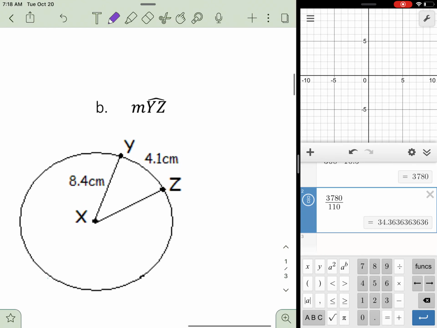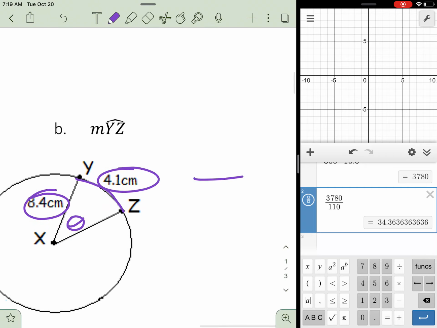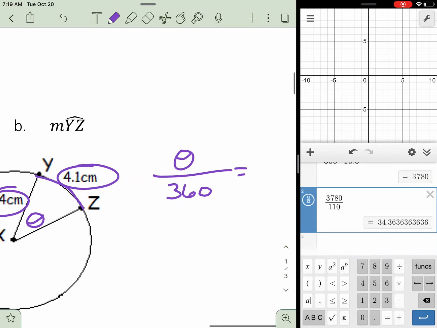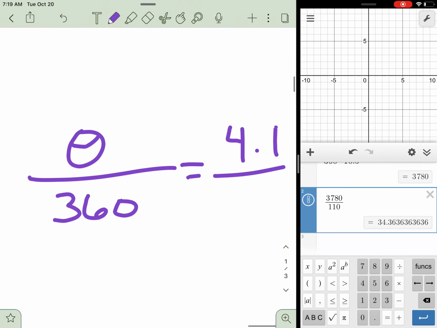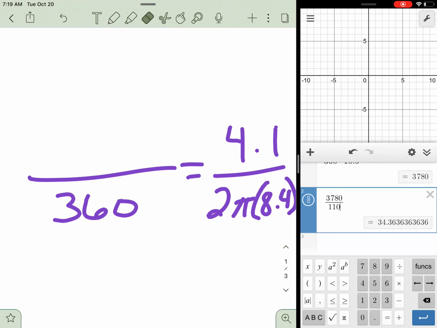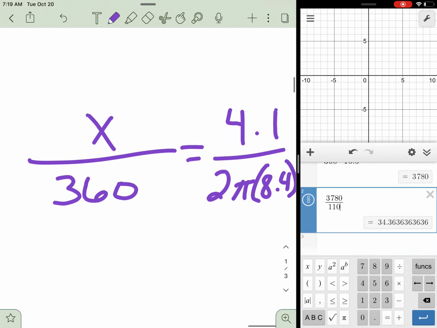Okay, part B says find the measure of YZ. So we have the arc length, we have the radius, we do not have angle theta. Arc measure is always on the top over 360, so that's what we're looking for. And then we have the arc length, which is 4.1. And we have the radius, which is 8.4, so we're going to plug that into our circumference, 8.4. Now you can use theta, you can use x, it doesn't matter which one you use. We can use x since we're used to solving for that, that's okay. All right, so cross multiply.